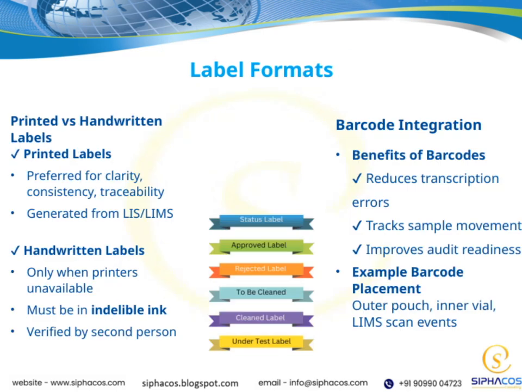Let's talk about barcode integration and its benefits. Using barcodes can significantly reduce transcription errors, which is crucial for maintaining accuracy in sample handling. They also help us track sample movement throughout the process, ensuring everything stays organized and traceable. Plus, barcodes improve our audit readiness by providing clear, verifiable records. Now, regarding where we place these barcodes, common locations include the outer pouch, the inner vial, and during scan events in our Laboratory Information Management System, or LIMS. Proper placement is key to efficient scanning and tracking.